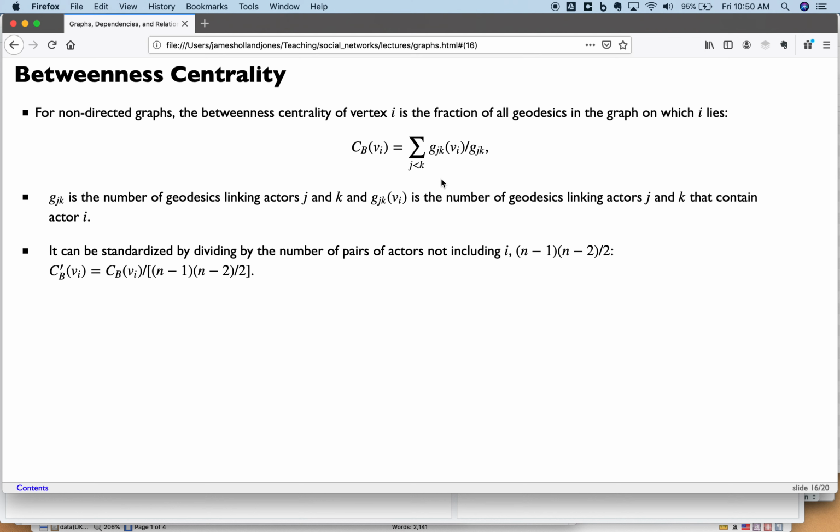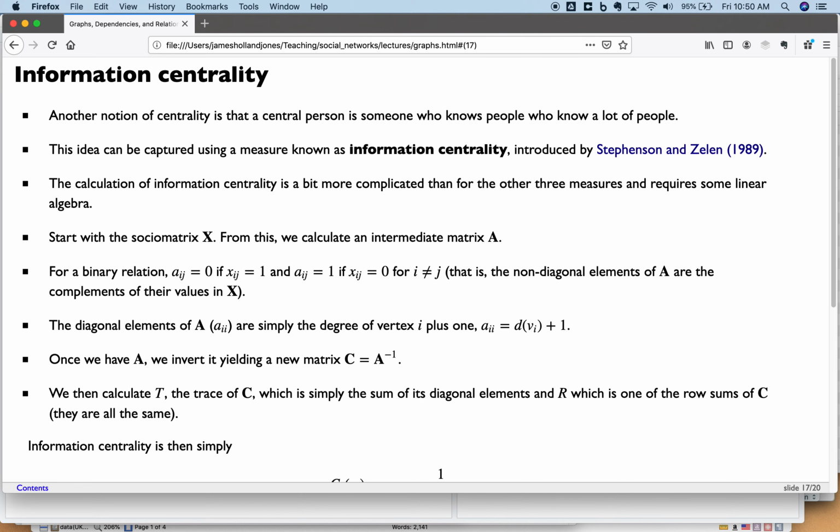We can standardize this by dividing by the number of pairs of actors not including i. And bear in mind that the number of unordered pairs in a graph is equal to n times n minus 1 divided by 2. And so if we subtract away 1 to account for individual i, then we have n minus 1 times n minus 2 divided by 2 as our scaling factor. So both closeness and betweenness use geodesics, or minimum paths, as the distance metric for calculating centrality.